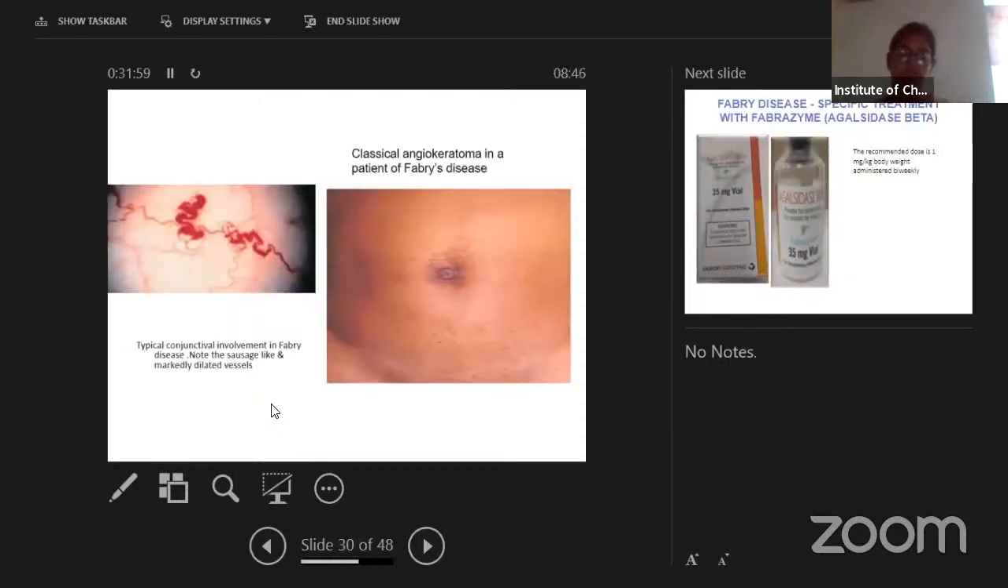Fabry disease usually presents with a tingling and numbing sensation of the palms and soles. But apart from this, there is a classical angiokeratoma. It is a raised, purplish-red, non-blanching rash which is present mainly around the umbilicus and the buttocks. And sometimes the patient may present with markedly dilated vessels on the conjunctiva.